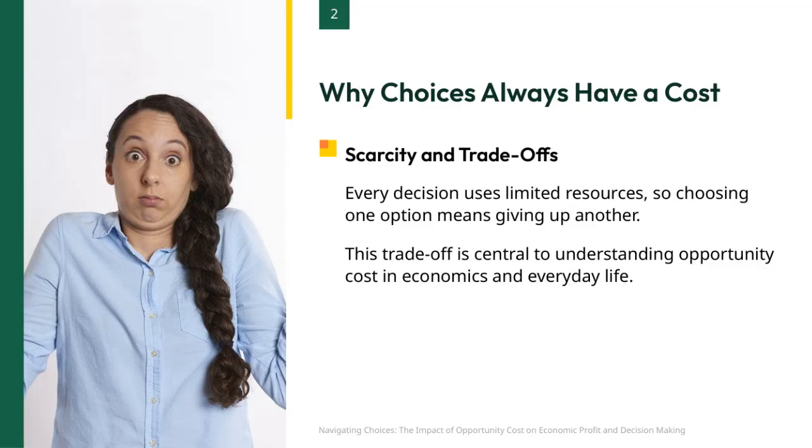When we talk about why choices always have a cost, it all comes down to scarcity and trade-offs. Because resources like time, money, and materials are limited, deciding to use them for one thing means we have to give up the chance to use them for something else. This idea of trading one option for another is at the heart of what economists call opportunity cost. Whether you're managing your budget, your schedule, or any other resource, understanding this trade-off helps clarify why every decision has its cost and why making informed choices is so important.